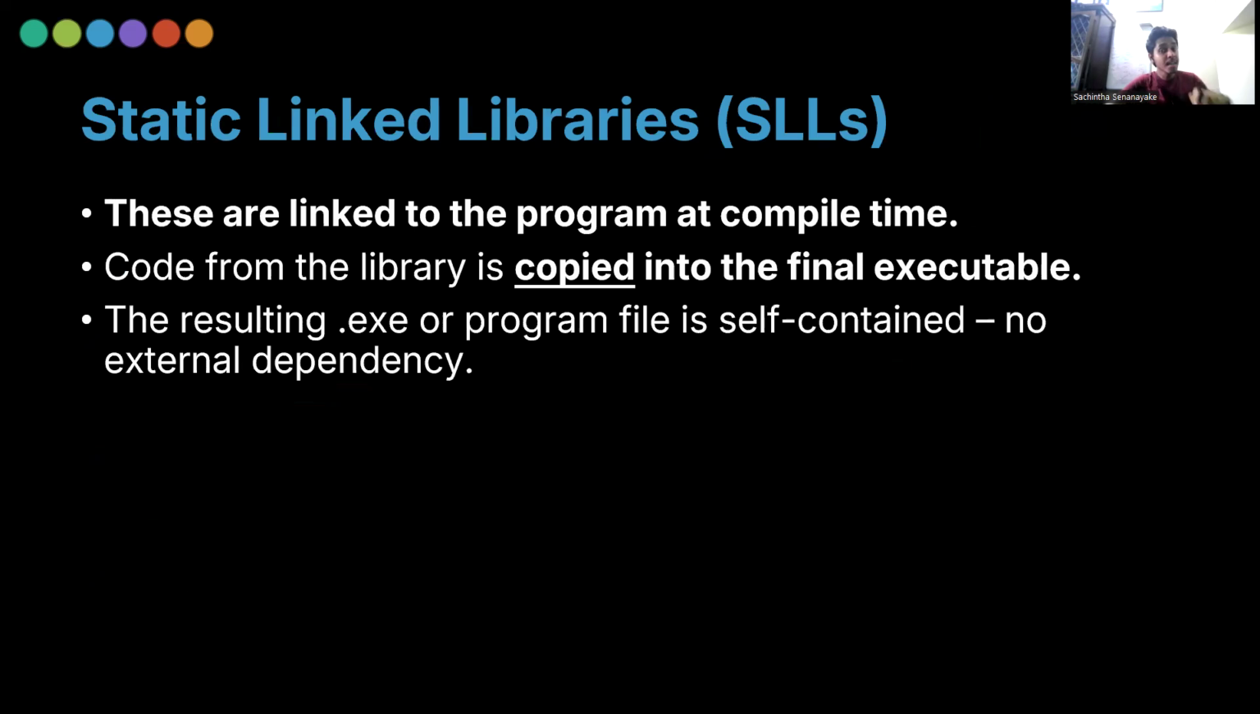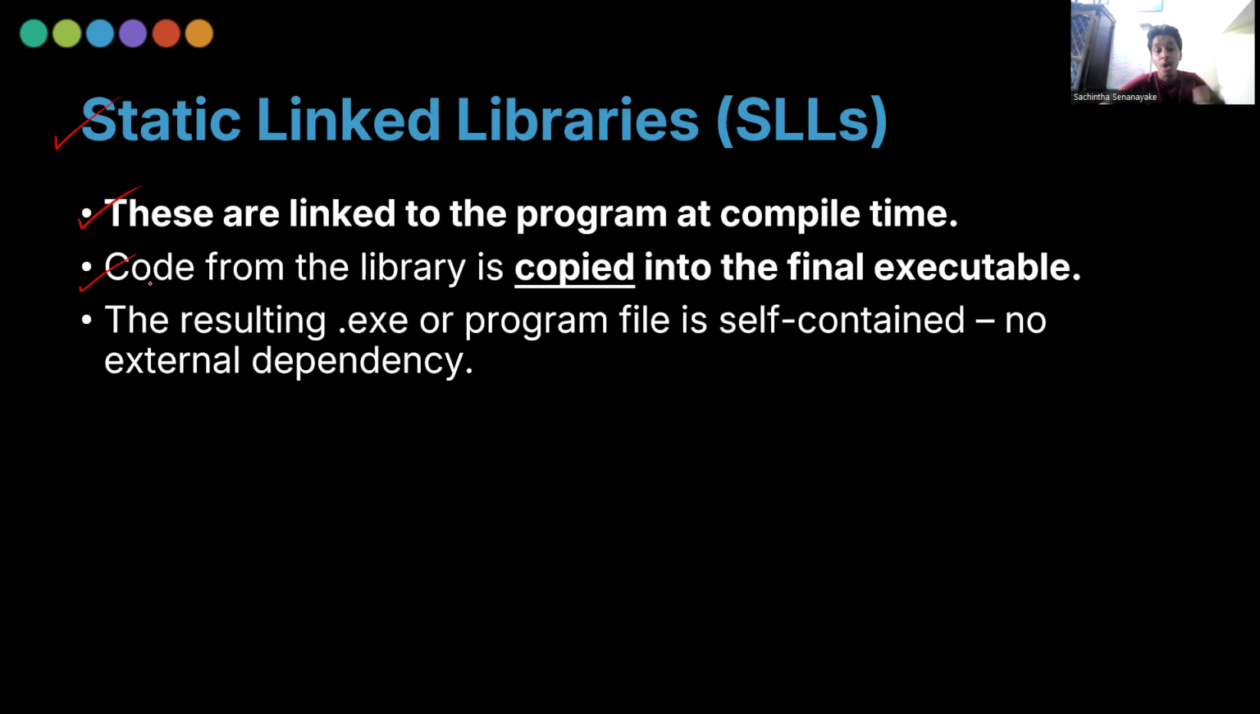Now, there are 2 major types of these so-called program libraries. One is called static link libraries, or SLLs, and the other is called dynamic link libraries. Now, let's understand what these so-called static link libraries are, guys. What do you think static link libraries are? Static link libraries are libraries that are linked to the program at compile time. That means when the program that you write is compiled, at that time, these libraries are linked to the program.